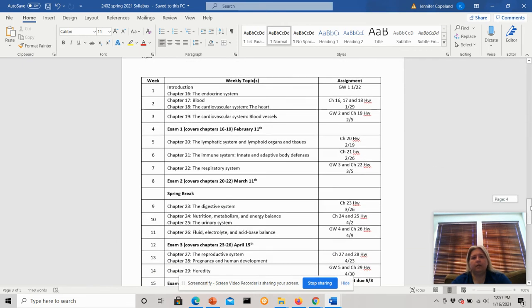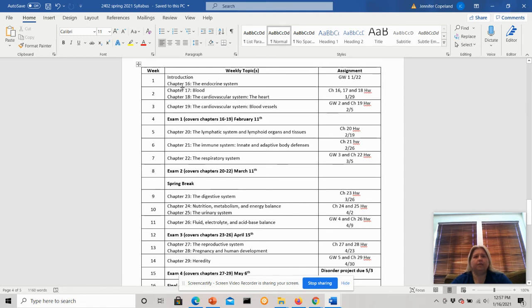All right, we have our schedule. You can see I just tell you the week number, the topic, and then what the assignment is. For this first week, all you need to do is your group wiki, and make sure you do it, because doing your group wiki is what tells me that you were present in class, and that's how I'm going to know to mark you as present.